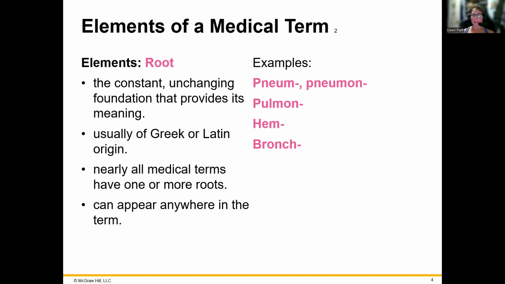They can appear in the beginning without a prefix. They can appear at the end without a suffix. They can appear in the middle. So here are some examples of root words. We have pneum and pneumon, pulmon, hem, or heme. Sometimes it's pronounced heme. And then bronch.